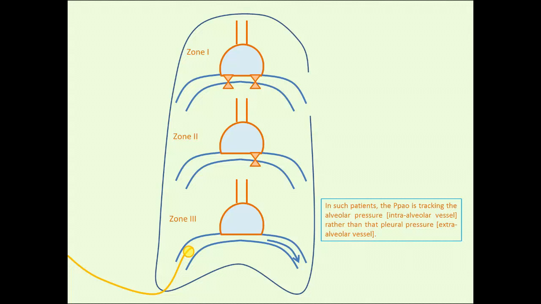And the reason is because in those patients, the pulmonary artery occlusion pressure is tracking the alveolar pressure, which is an intra-alveolar vessel, rather than the pleural pressure, which is the extra-alveolar vessels. Again, the pleural pressure, the extra-alveolar vessels, would be manifest in the pulmonary arterial diastolic pressure. So again, that applies only to patients that are totally passive with the ventilator. Otherwise, this can be very difficult to determine.